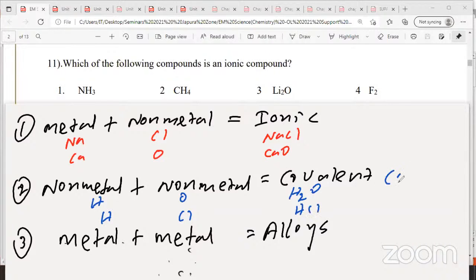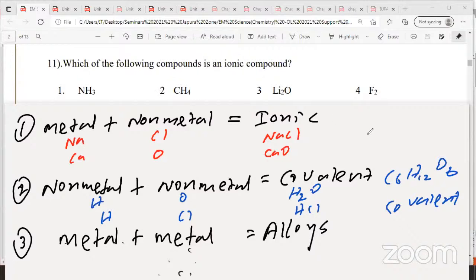So glucose, C6H12O6. Are these non-metals? Yes. Therefore glucose is covalent. Glucose solution does not conduct electricity. Glucose consists of only atoms, no ions. When you dissolve glucose in water, no ions in the solution. Therefore glucose solution does not conduct electricity because it's a covalent compound.